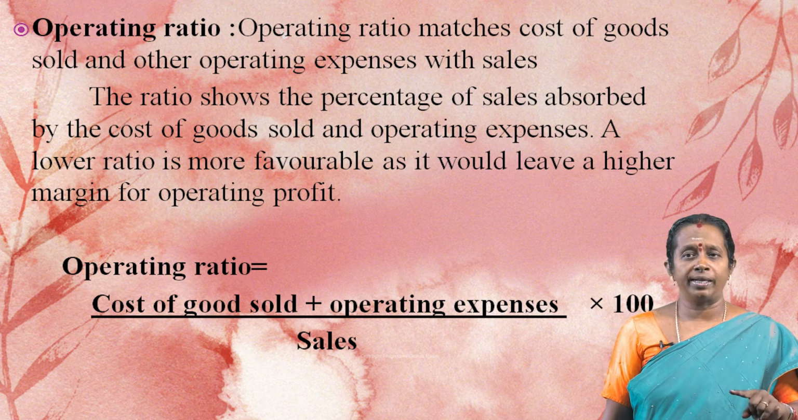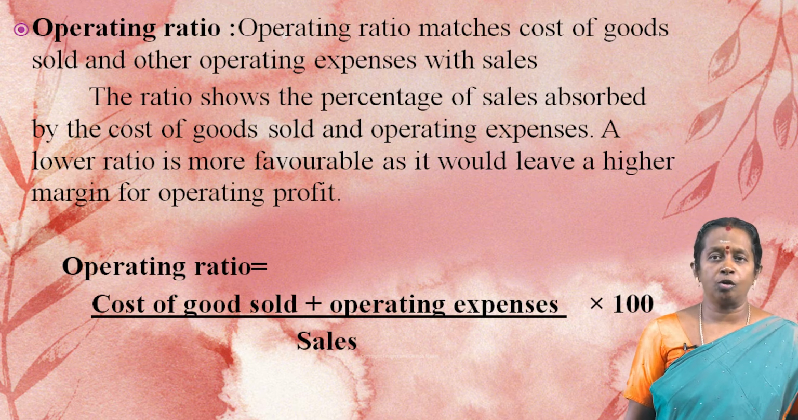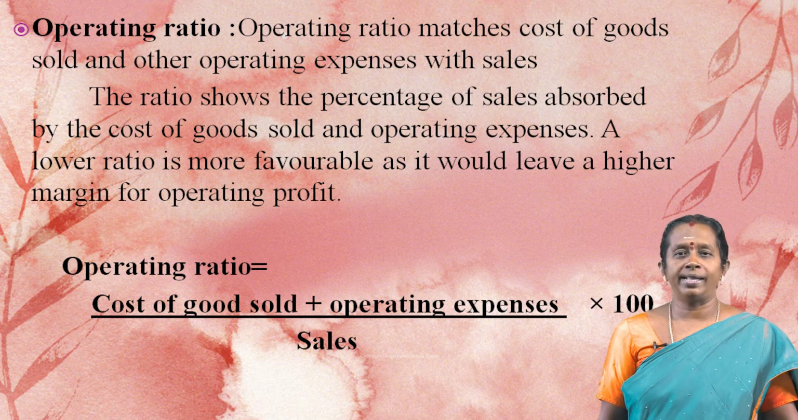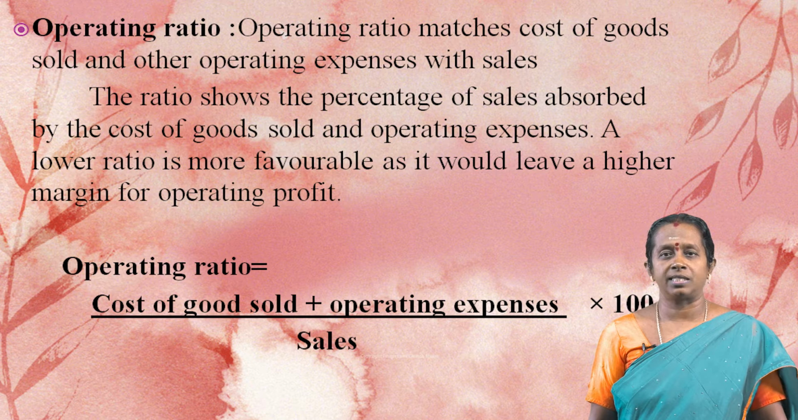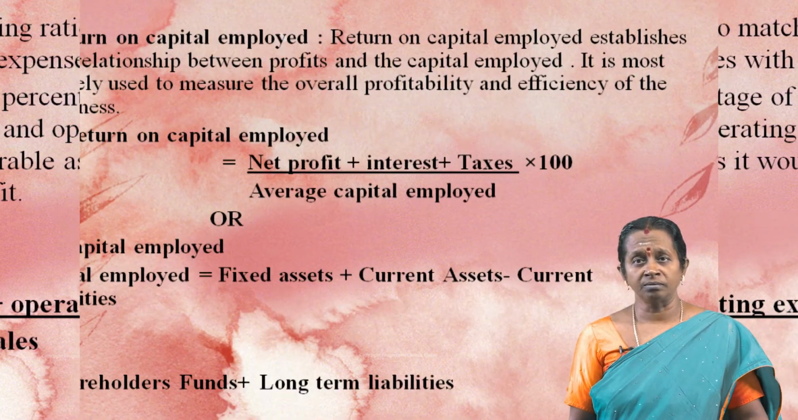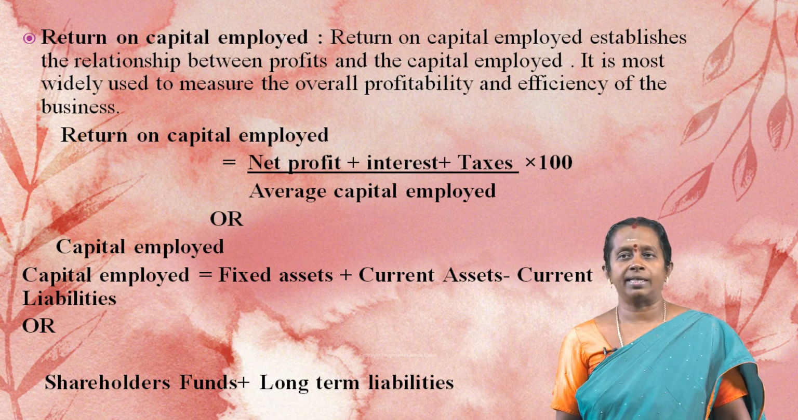So, to find out the operating ratio, the formula is cost of goods sold plus operating expenses divided by sales into 100. Next one is return on capital employed.